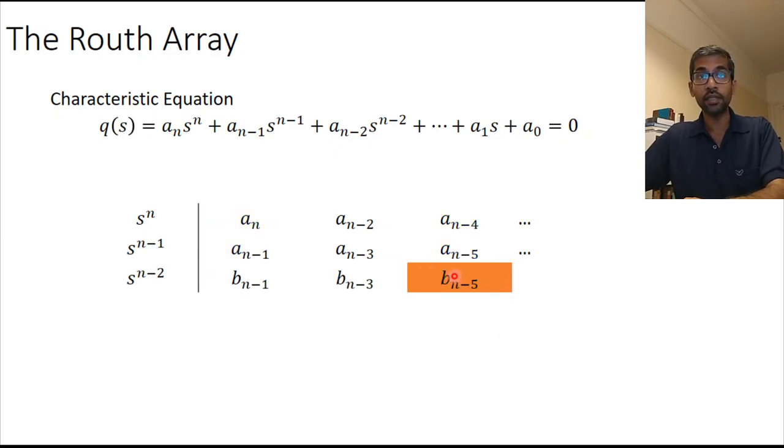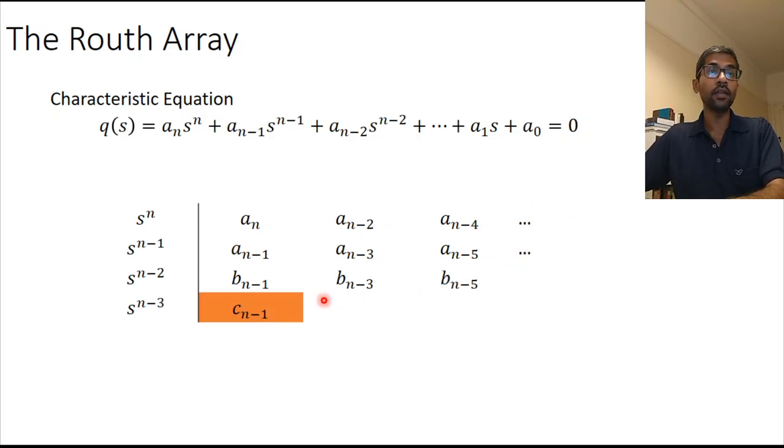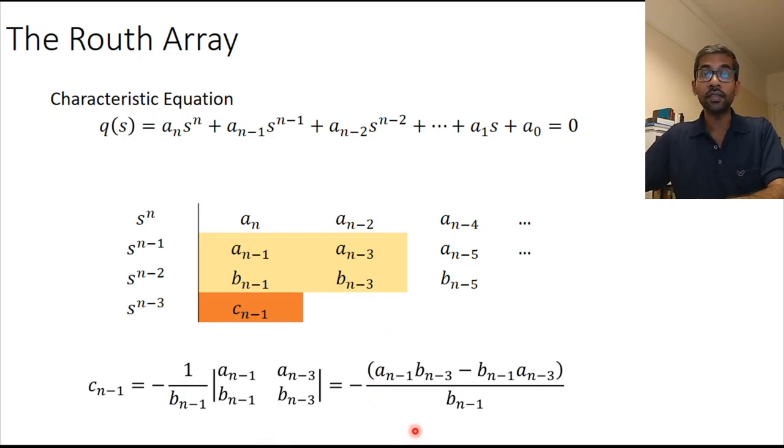So if you want to evaluate this number, it would be minus 1 over a_{n-1} and the determinant formed by these 2 numbers and the 2 numbers which would be here. Okay, let's look at how you would find the value for c_{n-1}. So the value for c_{n-1} is going to be minus 1 over b_{n-1} and the determinant formed by those 4 numbers. So c_{n-1} is going to be this value.